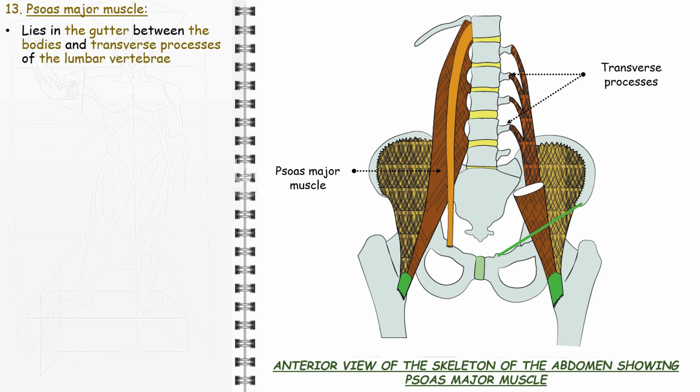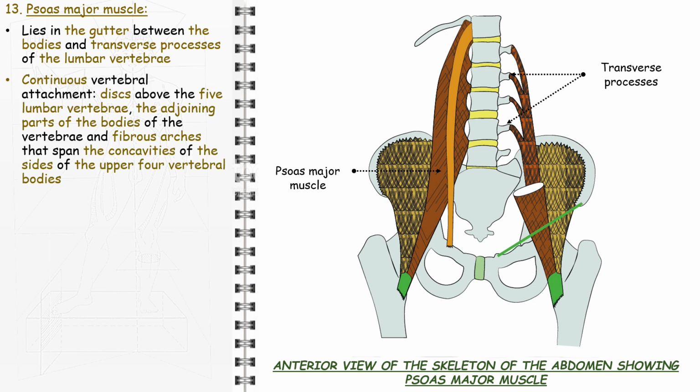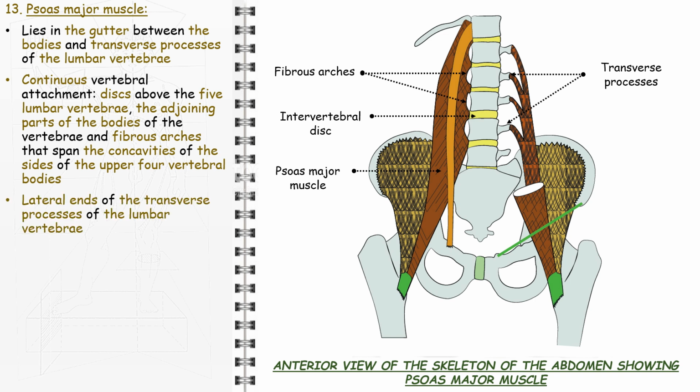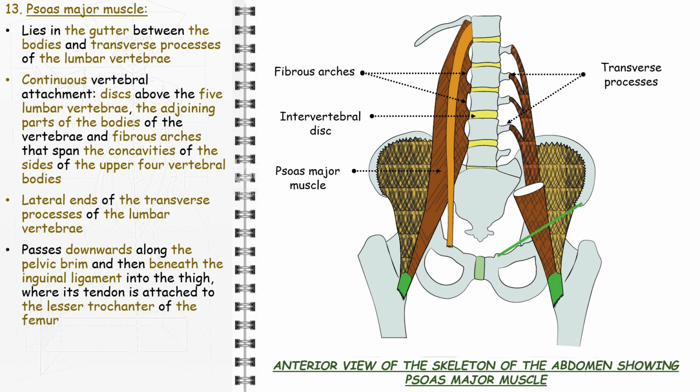It has a continuous vertebral attachment to the discs above the 5 lumbar vertebrae, the adjoining parts of the bodies of the vertebrae, the fibrous arches that span the concavities of the sides of the upper 4 vertebral bodies, and the lateral ends of the transverse processes of the lumbar vertebrae. It passes downwards along the pelvic brim and then beneath the inguinal ligament into the thigh, where its tendon is attached to the lesser trochanter of the femur.